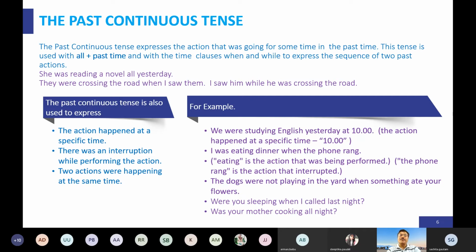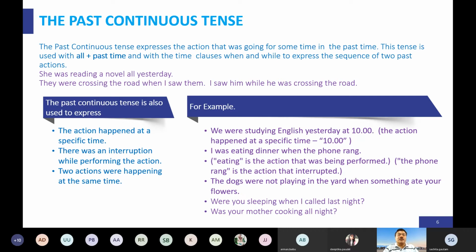So this interferes, disturbs the performance, interrupts the performance. That is also used. The explanation is also there: eating is the action that was being performed, and the phone rang is the action that interrupted. Like the two actions were happening at the same time. If two actions were happening at the same time, we can also use past continuous.